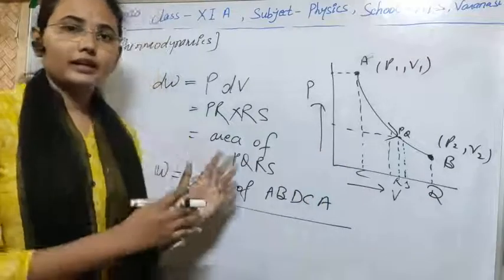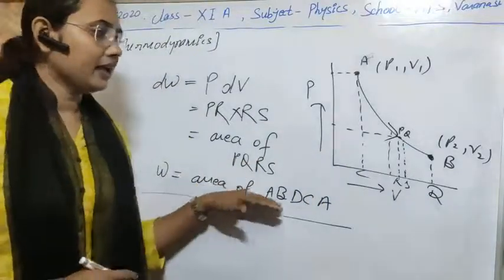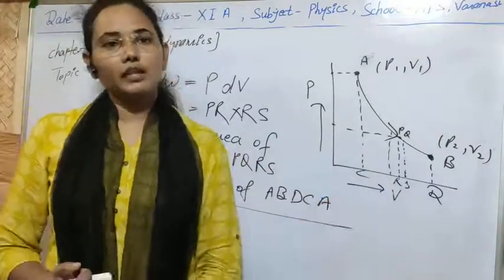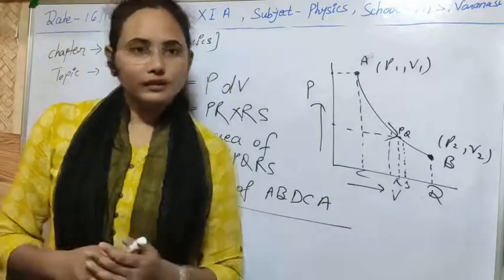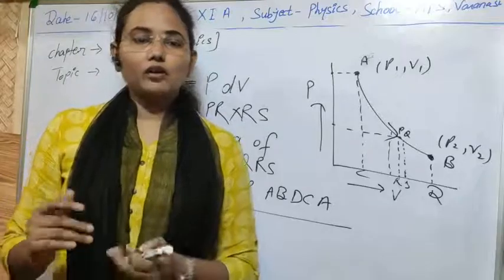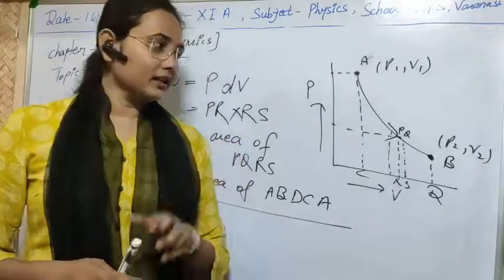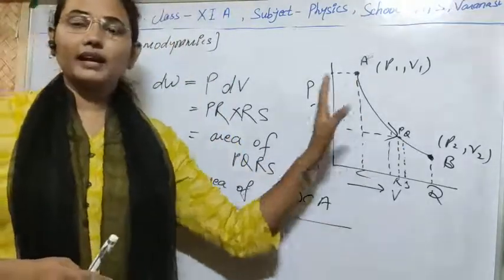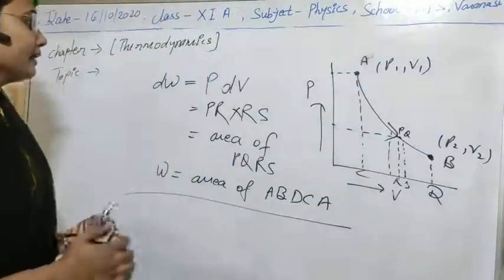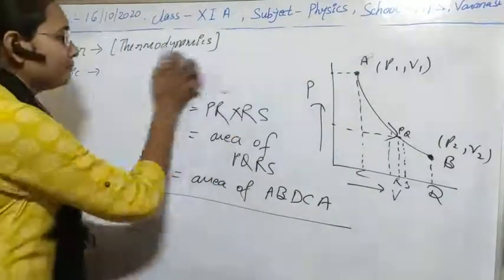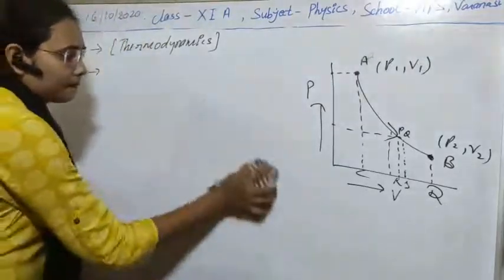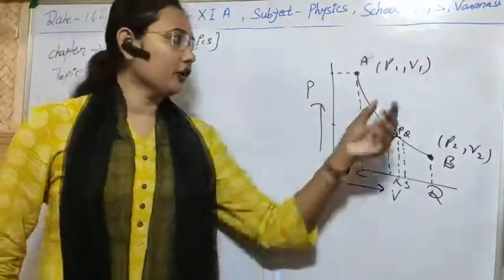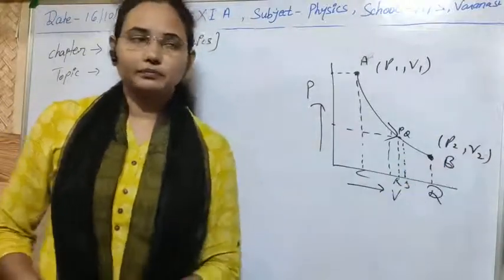So through the indicator diagram, only by calculating the area we can easily calculate the amount of heat gained by the gas or heat lost by the gas while expanding or while compressing. So I think it is clear to you how, with the help of the indicator diagram, we can calculate the area of the work done in changing the volume from V1 to V2.